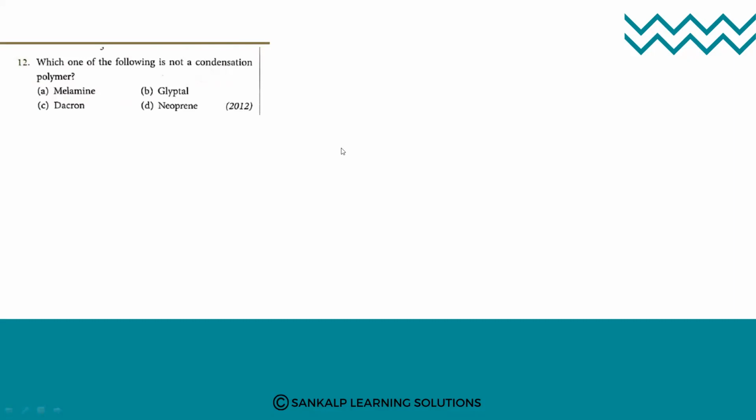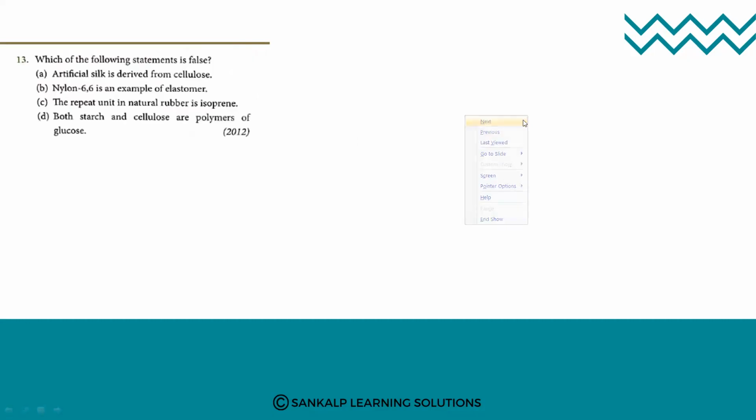Which of the following is not a condensation polymerization? Melamine, glyptal, Dacron, and neoprene. Okay, the answer is neoprene, because neoprene is an addition polymer. As we have seen the types of polymerization, you can check. Neoprene is an addition polymerization.